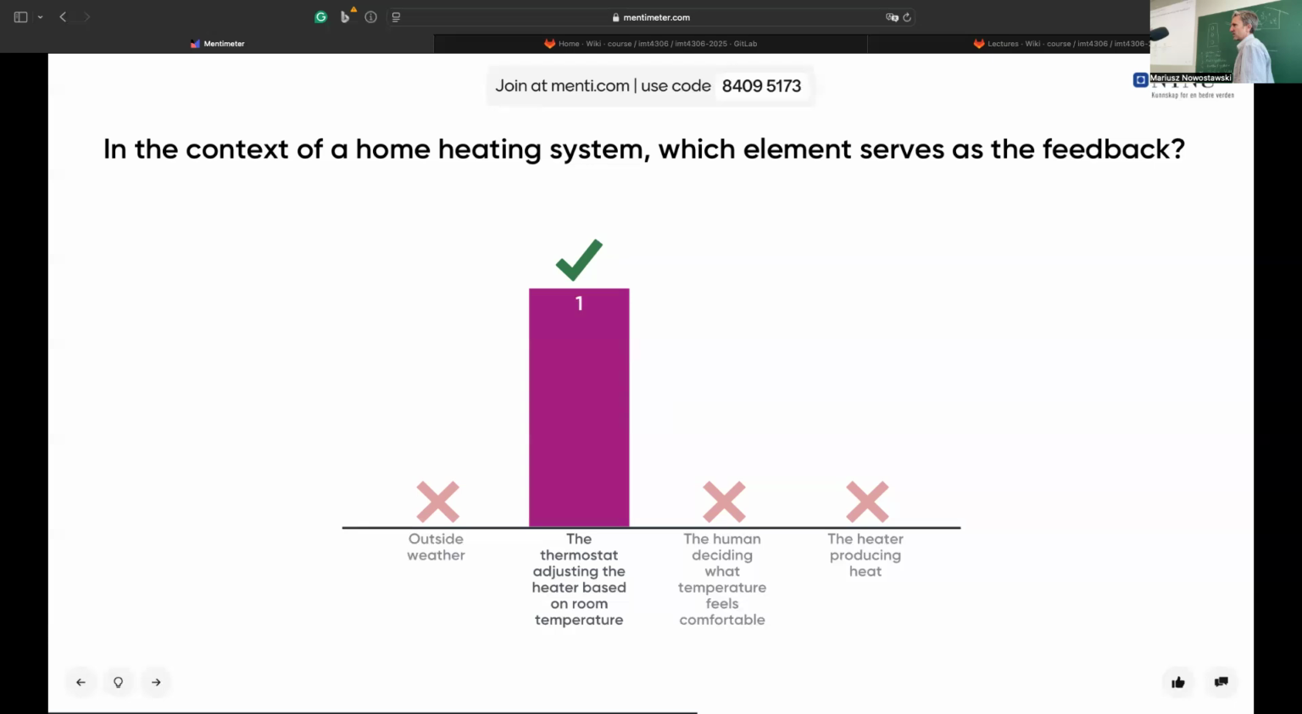It's the feedback mechanism which kind of controls the system, and then the controller is the human which controls the feedback loop. It sets the parameters of when the thermostat should turn the heater on and off, right? So this is our controller, and then it controls the feedback loop. Excellent.